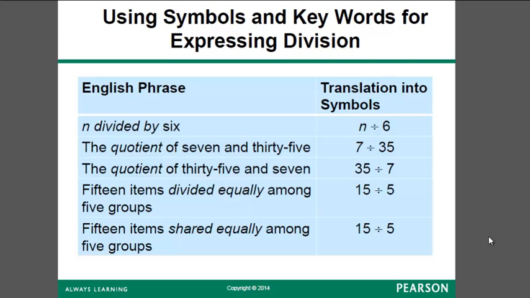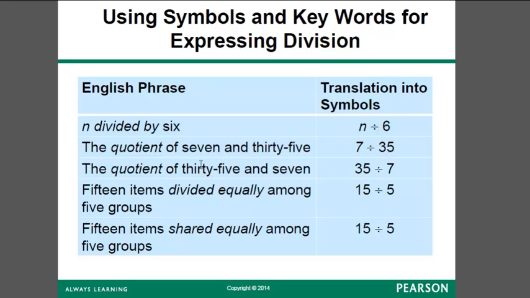Again, we want to look at comparing the English phrase to the translation into symbols. Some key words that represent division would be divided by, quotient, divided equally, shared equally. So n divided by 6, as it is written in the English, is translated just as it says, n divided by 6. The quotient of 7 and 35 is written the same way that you see it, 7 divided by 35.